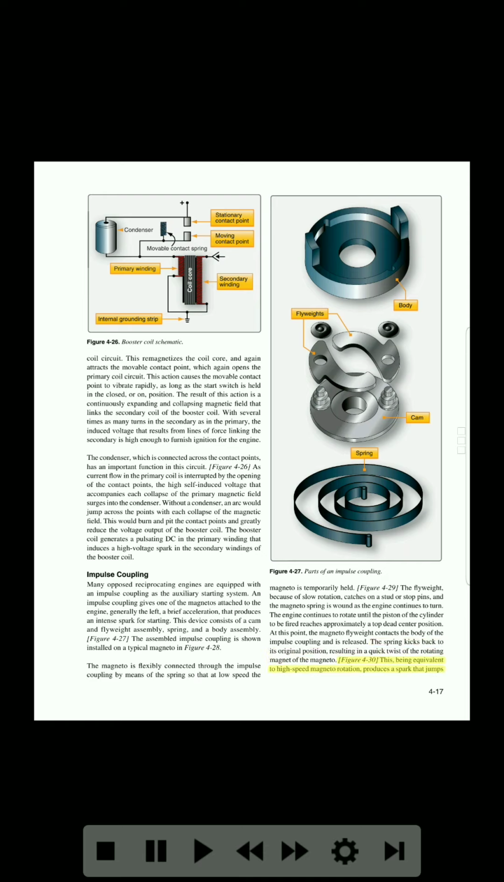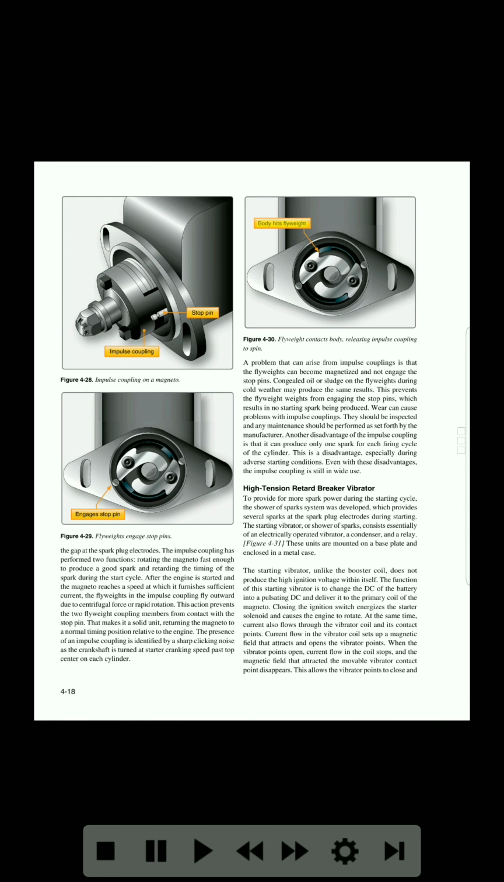Figure 4-30. This, being equivalent to high-speed magneto rotation, produces a spark that jumps the gap at the spark plug electrodes. Body hits flyweight. Stop pin. Impulse coupling. Flyweight contacts body, releasing impulse coupling to spin. Figure 4-28. Impulse coupling on a magneto engages stop pin. Figure 4-29. Flyweights engage stop pins.